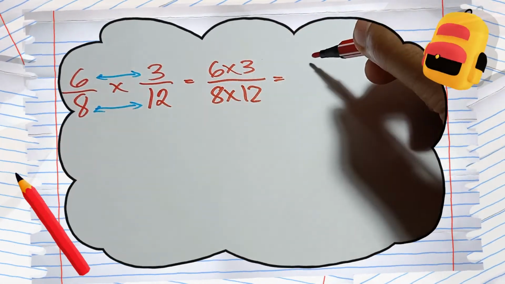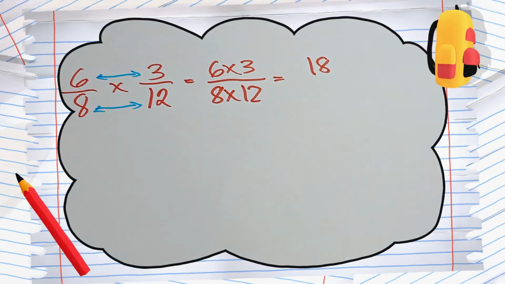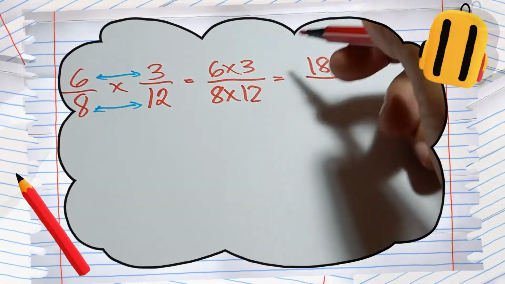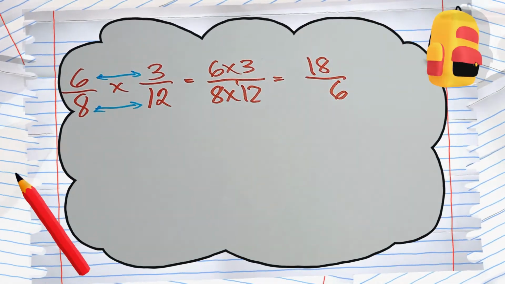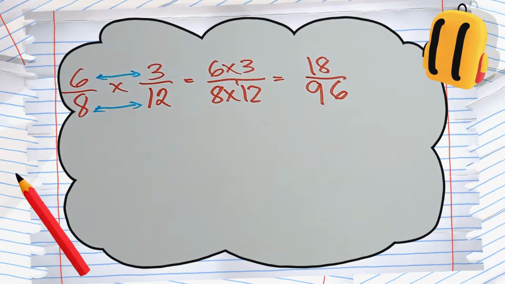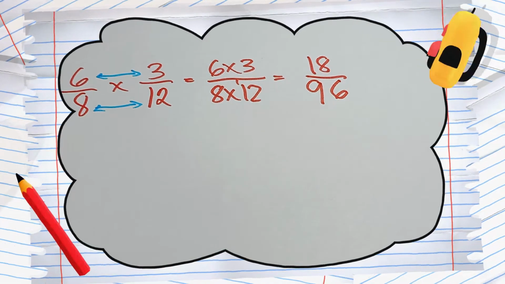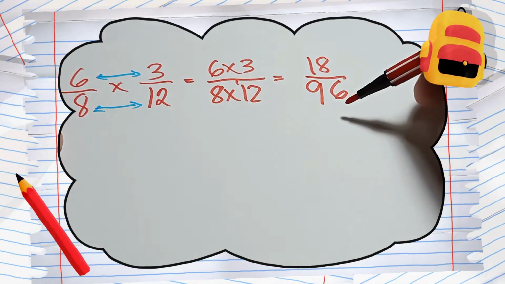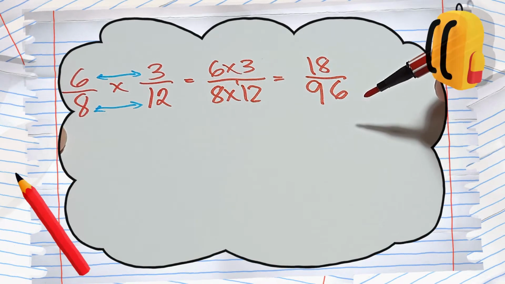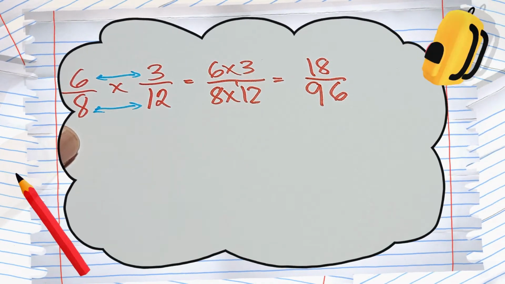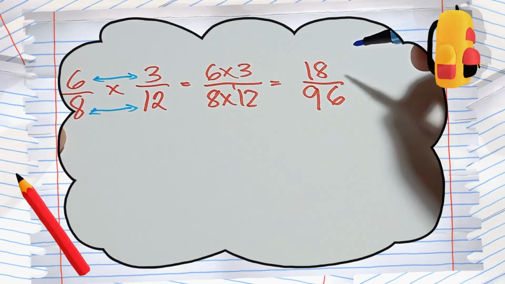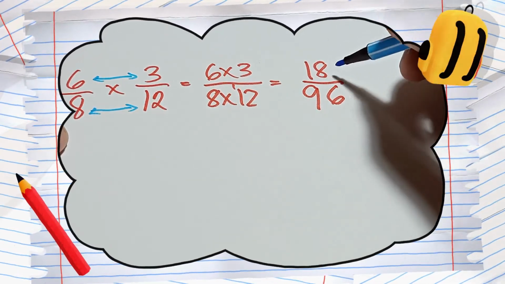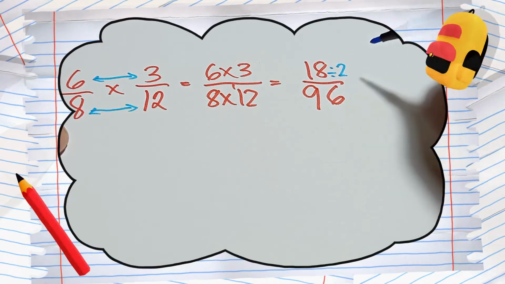And 6 times 3 is 18 over 8 times 2 is 16, carry over 1 in there, so it's 96. So 18 over 96. Now this 18 over 96 is not the simplest form, so you have to think. The easiest way to get your lowest term is to keep on dividing it by 2 or by 3 or by any number. Let's say dividing it by 2.